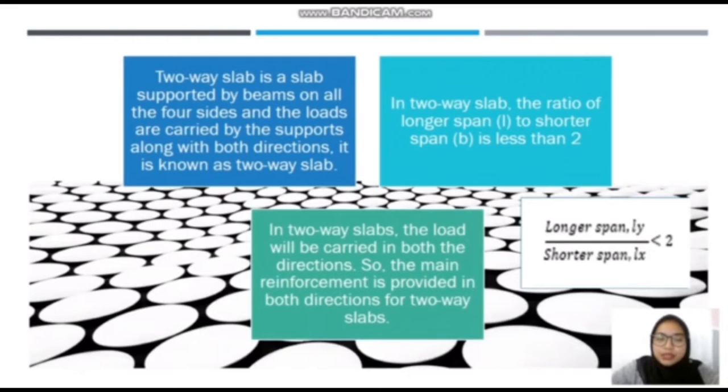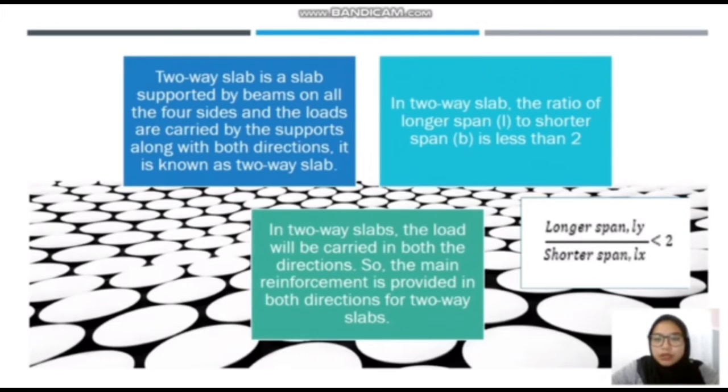So, what is two-way slab? Two-way slab is a slab that is supported by beams on all four sides, and the load is carried by the supports along both directions. It is known as two-way slab. Okay, two-way slab dia support segala beam dalam 4 side, and also they carry support with both direction, untuk dua direction. So ia adalah two-way slab.